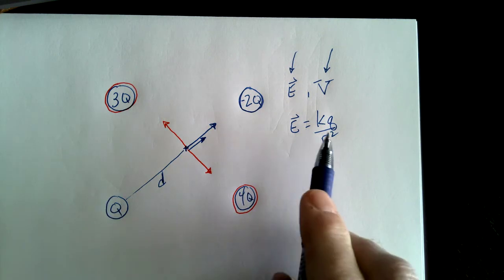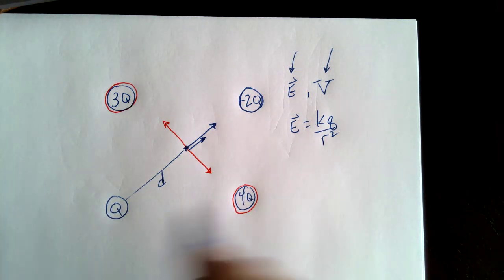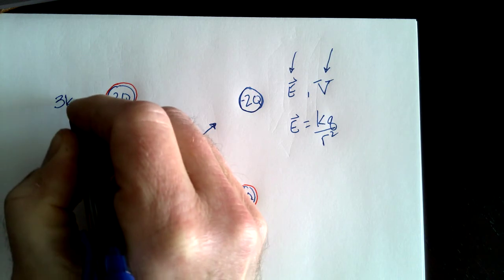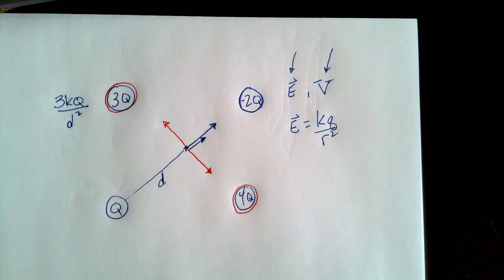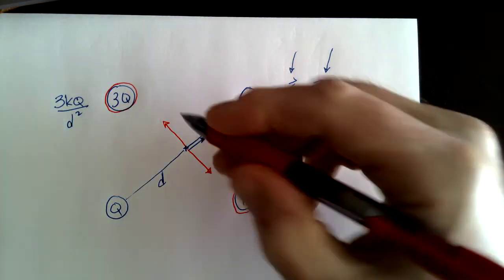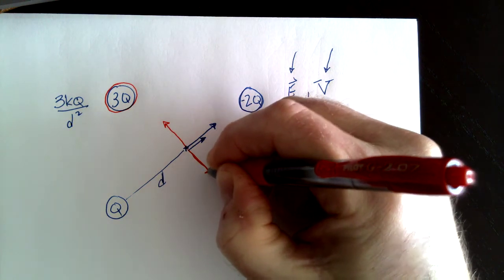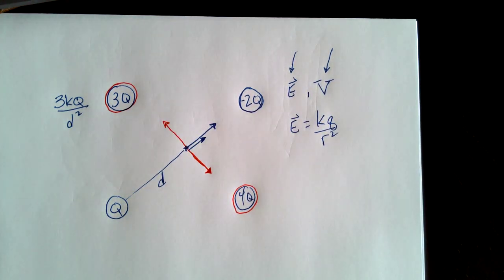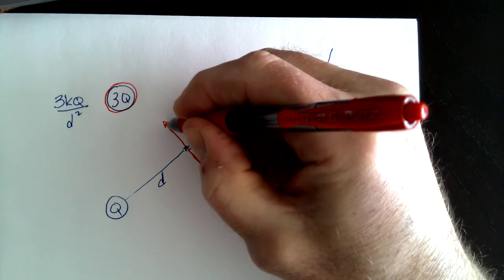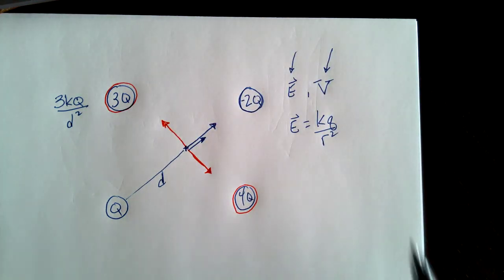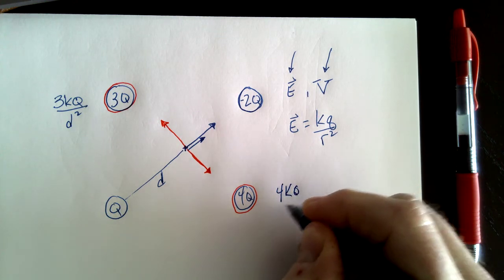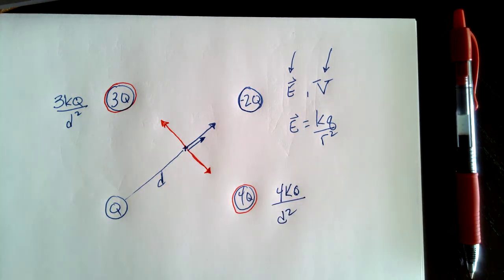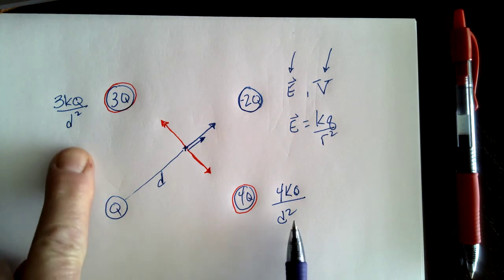So for this one, 3Q, I'm going to pull the 3 out to the front. Just makes me happy to do that. 3kQ over, I called this distance d squared. That's what this arrow's magnitude is. Now let me do this guy, which is what this arrow's magnitude is going to be. That's going to end up being 4kQ over d squared. So when you add these up, they're in opposite directions.